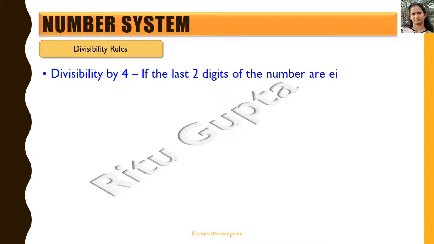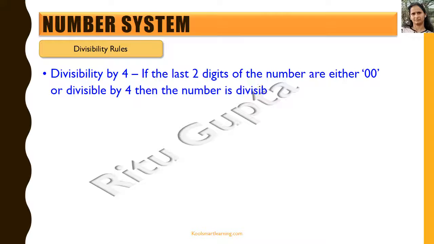So let's now see the divisibility by 4. If the last two digits of the number, and when we say last two digits, we are talking about the tens digit and the ones digit of the number. So when we take these two digits of the number, and if they are either 0, 0 or divisible by 4, then the number is divisible by 4.